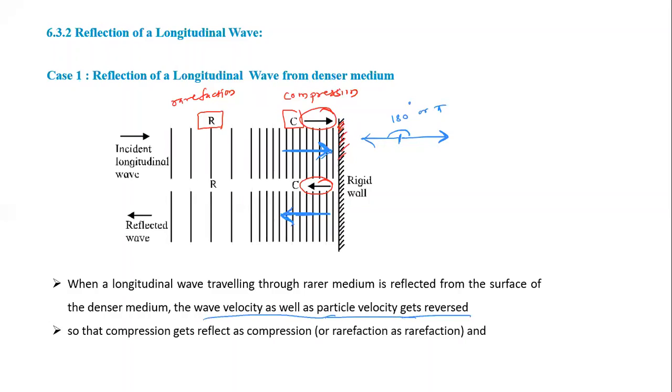Second one is here: compression gets reflected as a compression. In the previous case, when we were talking about denser medium, a crest is reflected as a trough. But here, talking about denser medium in the case of longitudinal waves, compression is reflected as compression. And the phase change is pi radian.